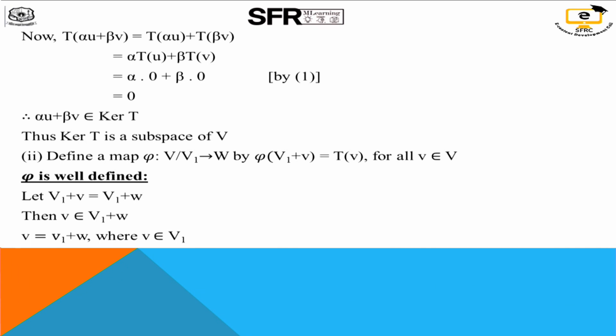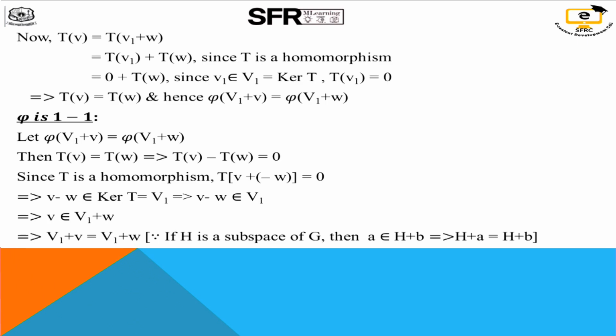First, the map is well defined: if the elements in the domain are equal, the images are also equal. You take the two elements; by the left coset condition, we get V1 plus V equal to V1 plus W. Then you take T on both sides, because T is an epimorphism and condition 1 is true. So T of V equals T of V1 plus W. Since T is a homomorphism, we can split it up, and T of V1 belongs to kernel T, which means T of V1 is 0, that is W. So we can say that T of V, meaning pi of V1 plus V, equals pi of V1 plus W. So we say that pi is well defined.